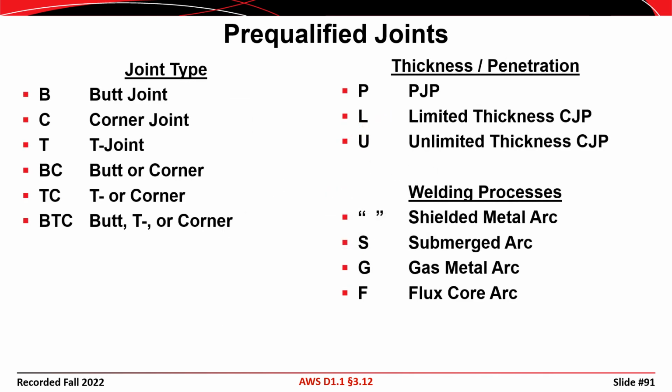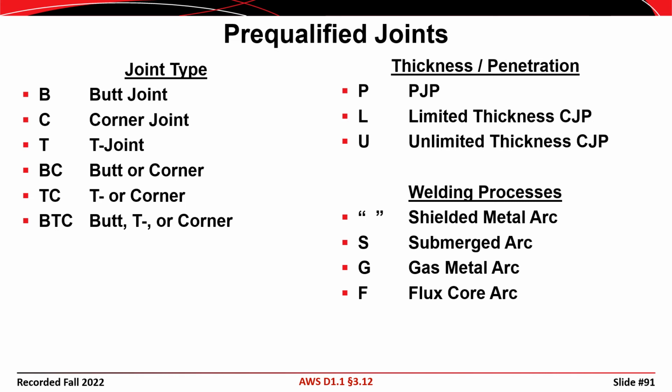So in these pre-qualified joint designations, you have letters that specify the joint type. So a B would be a butt joint, a BC would be a butt or a corner, or in our case we had a TC, which represents either a T joint or a corner joint. You have the thickness or the penetration, so you have a P for a partial joint penetration weld, or an L for a limited thickness complete joint penetration weld, or a U for an unlimited thickness complete joint penetration weld.